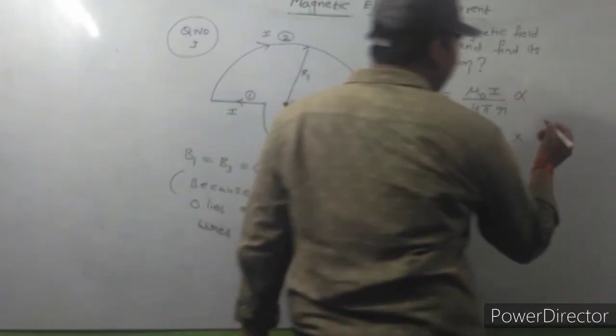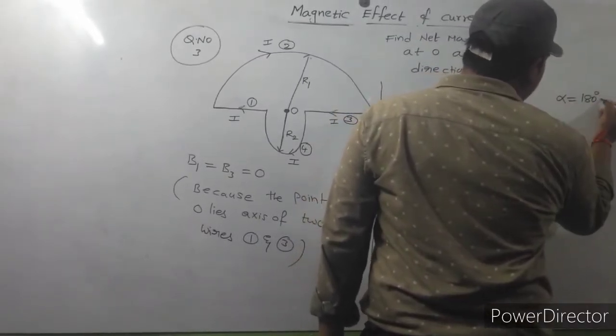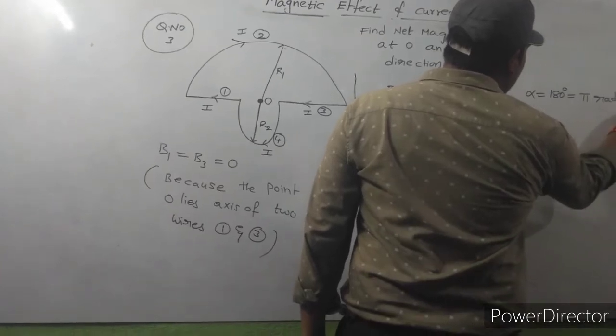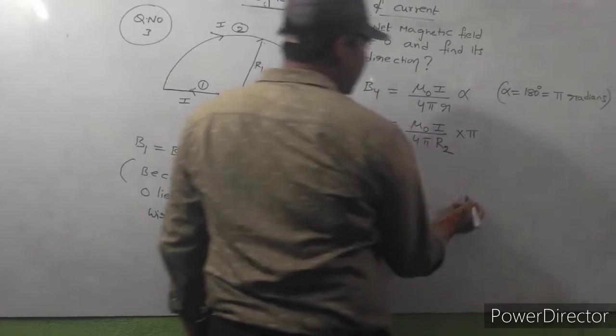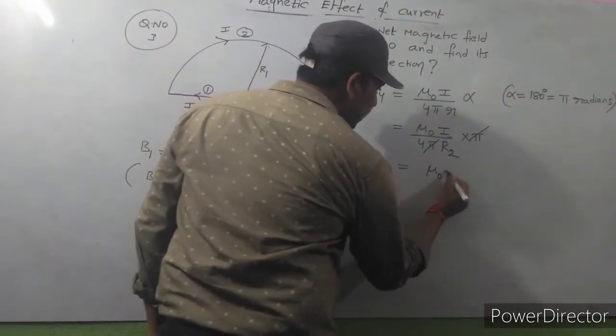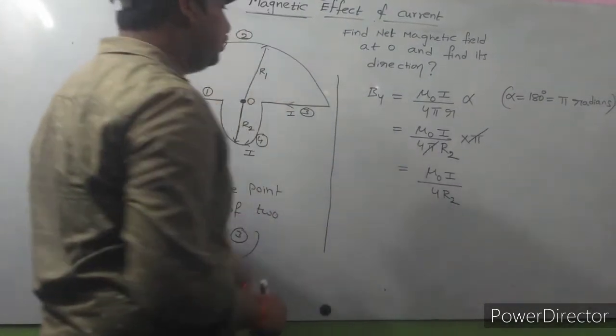So if you substitute alpha, we always take it in radians. That means alpha equal to 180 degrees is equal to pi radians. Here pi is going to be cancelled. So we get mu naught I by 4 R2.